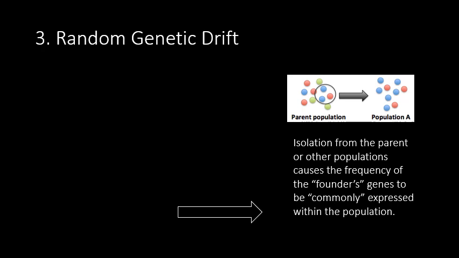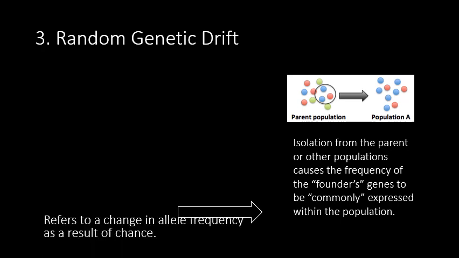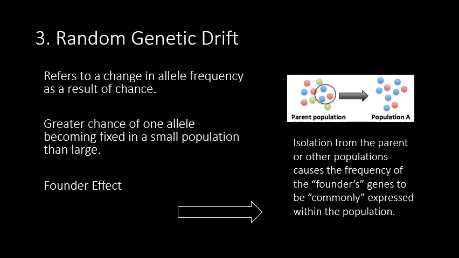The interesting thing about random genetic drift is it also involves something that we call the founder effect. Okay, so here we've already got this. We've got a change in allele frequency as a result of chance, greater chance of one allele becoming fixed in a small population rather than a large population, and we've got something called the founder effect.